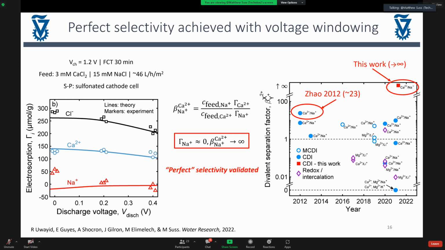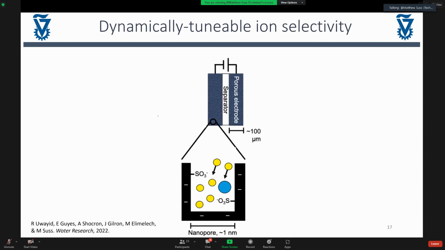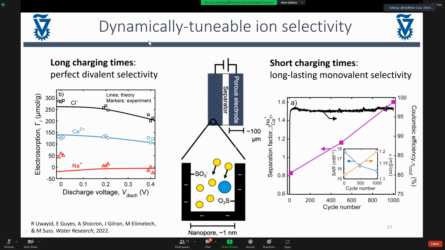So it was interesting that you could do this perfect separation, really just remove the calciums and not the sodiums. And if we take a step back for a second, this all goes to show that CDI can be very dynamically tunable, right? Because we had one cell for both these projects. The cell was one sulfonated cathode and a pristine anode. That was the cell that we used for monovalent selectivity and for divalent selectivity. If you charge it for long times, you can be perfectly divalent selective. And if you charge it for short times, you can do this long-lasting monovalent ion selectivity.